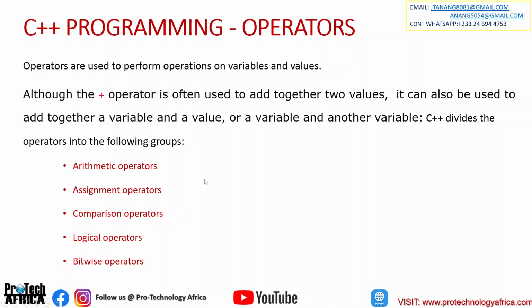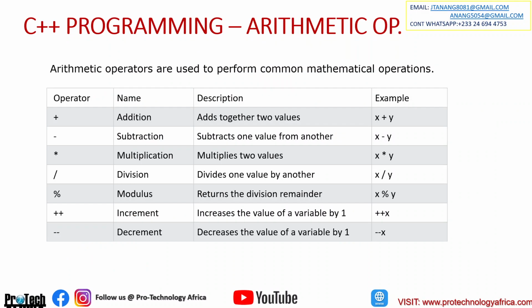So now let's consider the aspects of operators that we have. We have the arithmetic operators, the assignment operators, the comparison operators, the logical operators, and the bitwise operators. So let's pick them one after the other. Arithmetic operators are used to perform common mathematical operations. Over here we have the operator, the name, the description, and then an example.